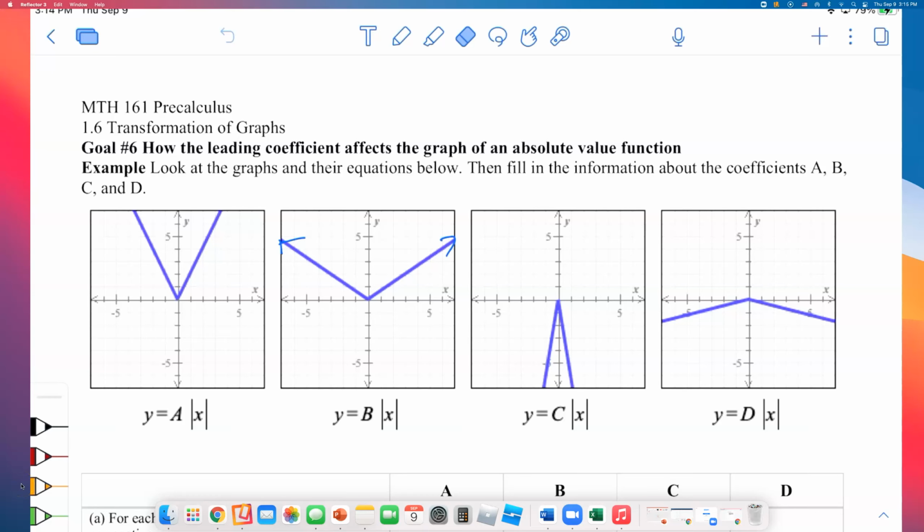In this video, we will go over how the leading coefficient affects the graph of an absolute value function. I have 4 graphs here. 2 of them are opening upward. So look, these 2, they open up, right? So what do we know? Their leading coefficient, this A value and B value, they must be positive.